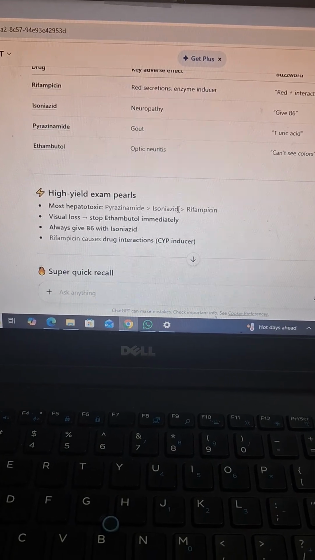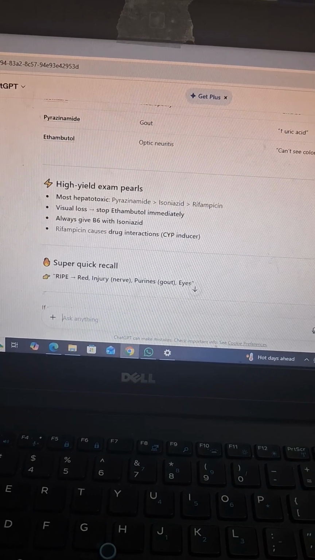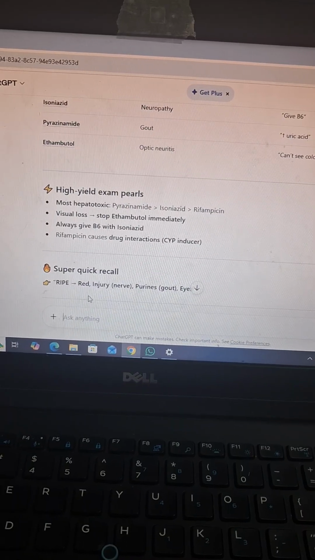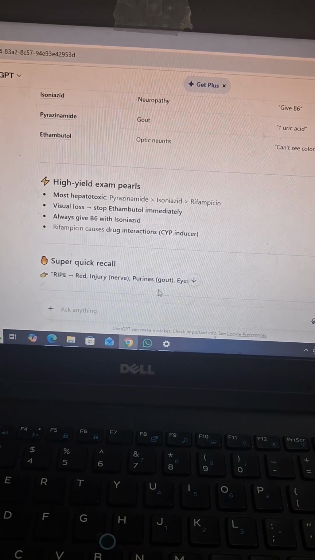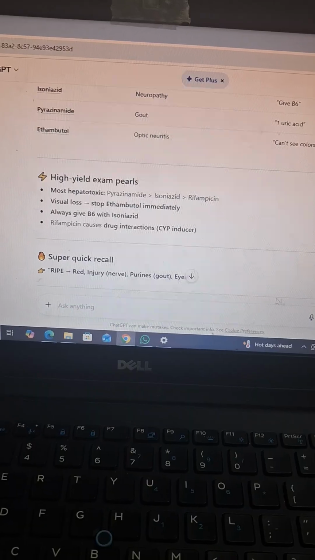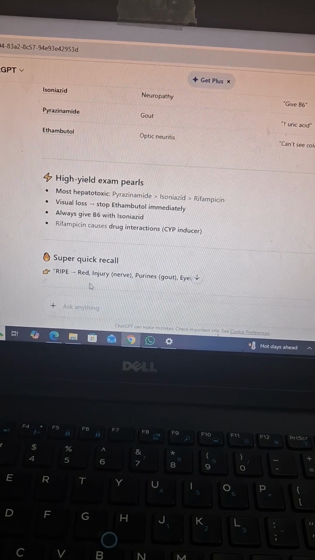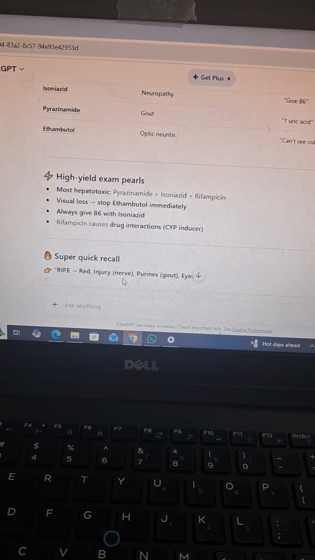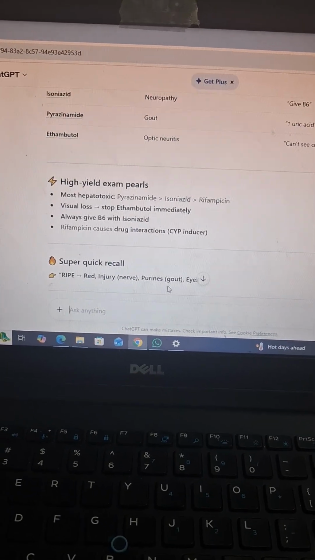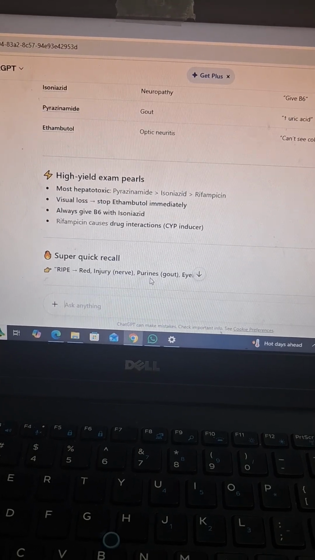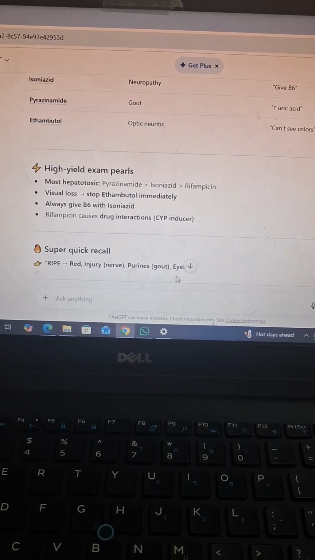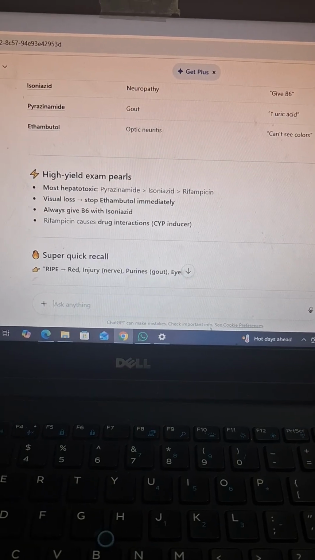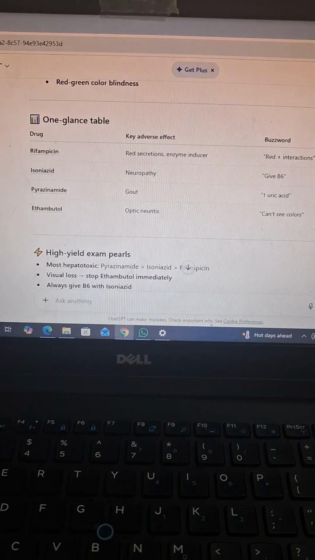Pyrazinamide, isoniazid and rifampicin. So next is the super quick recall: red, injury, purines and eyes. R for rifampicin: rifampicin makes the urine red. I for isoniazid: peripheral neuropathy, neuropathy is for nerve injury. Pyrazinamide is for purines because purines cause gout. And E for ethambutol, and ethambutol causes blindness, red-green color blindness and optic neuritis.